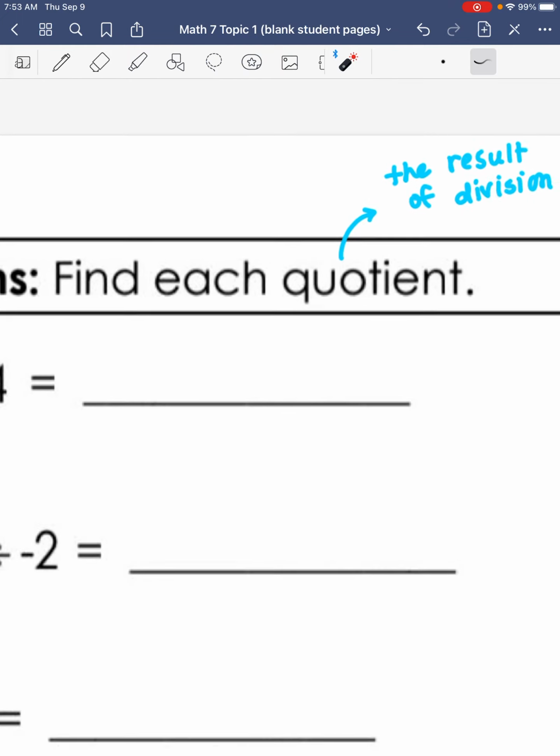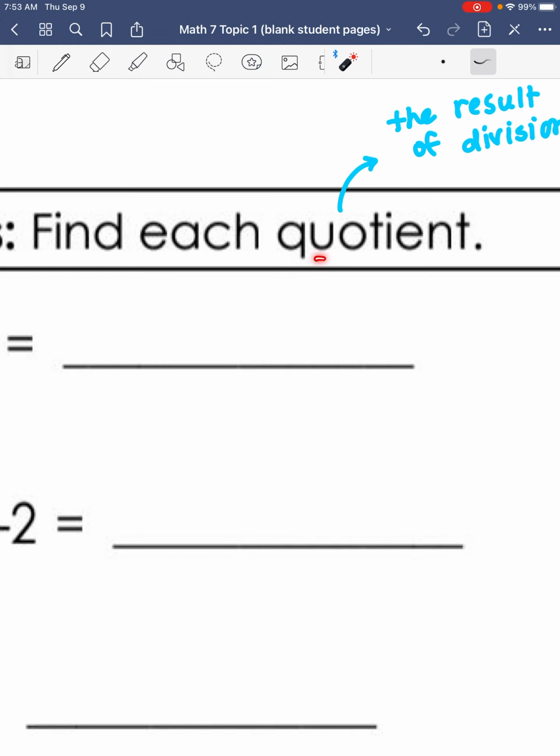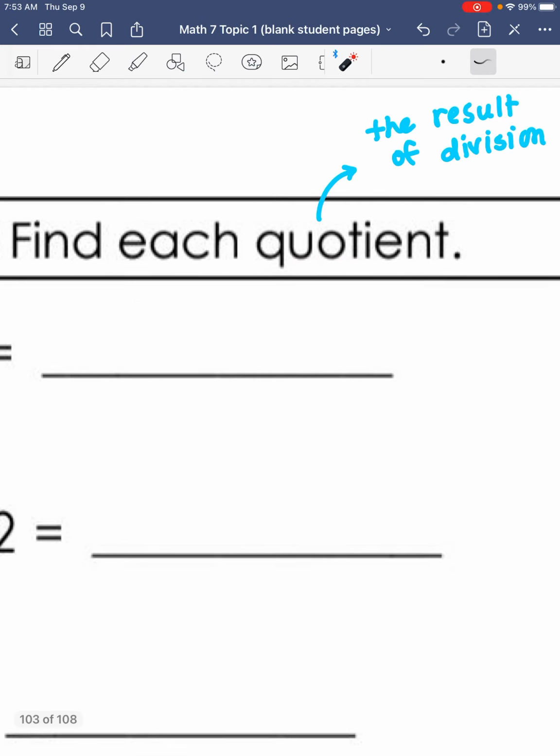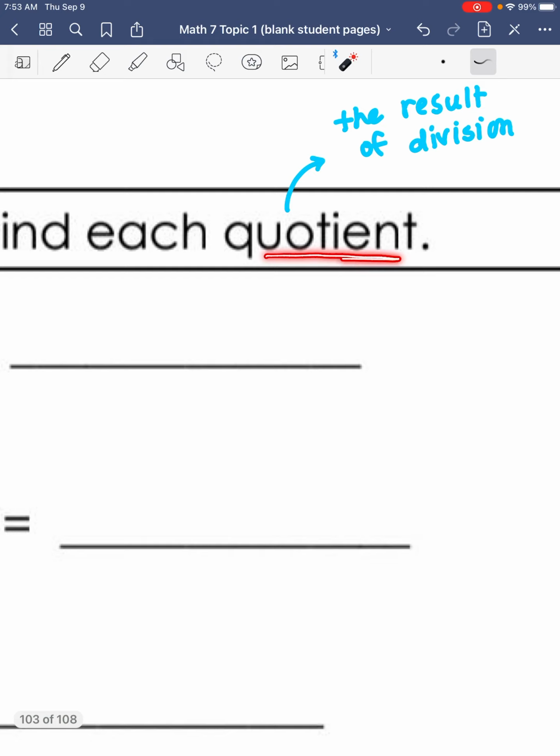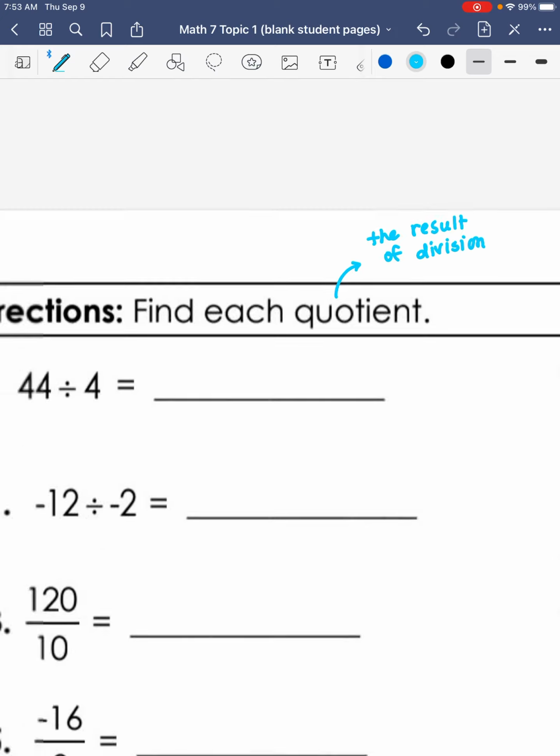But before we do that, I want to remind us that our directions tell us to find each quotient, and quotient is simply the result of division. So I want you to be able to recognize that word. Quotient is the result of division, the answer to a division problem. Okay. Now let's move on to some examples.